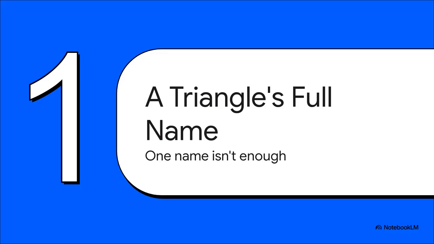Okay, here's the big idea. Think about it like this. You can describe a person in a couple of ways, right? Like they might be tall and kind. Well, it's the same for triangles. Every single triangle out there has two specific names that, when you put them together, give you its complete identity. Just one name never tells the whole story.